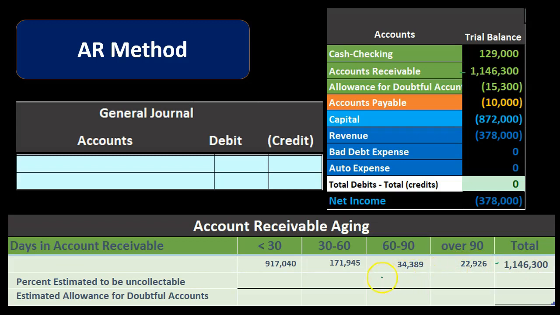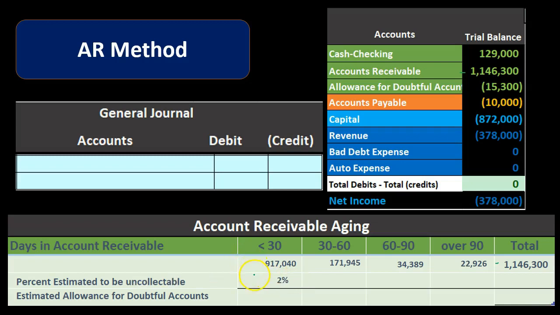Point being, we broke this out. If we add up the 917.40, the 171,945, the 34,389, and the 22,926, we get to the total 1,146,300, broken out in terms of how old this debt is. Then we're going to come up with some type of reasonable estimate, based on how old the debt is, to calculate how much will be uncollectible.